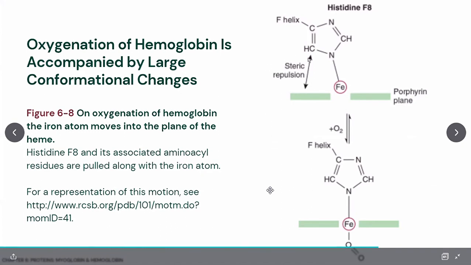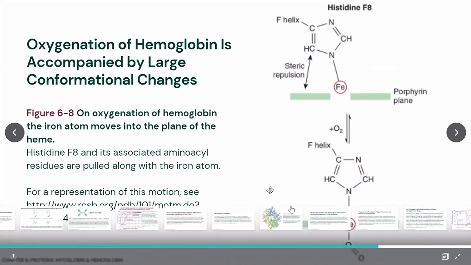Okay, that is F8. The iron is attached to histidine. And the other one is oxygen. So how many ligands now has iron? There will be 6. 4 attached to the 4 nitrogens of your porphyrin ring, 1 to the histidine F8 and the other is to oxygen. That makes it 6.